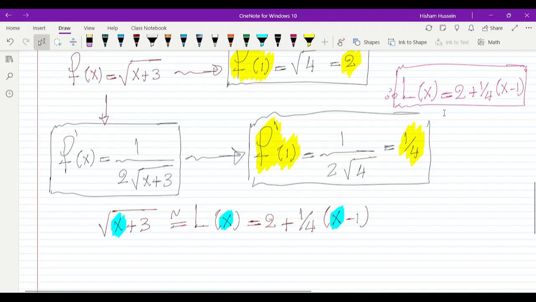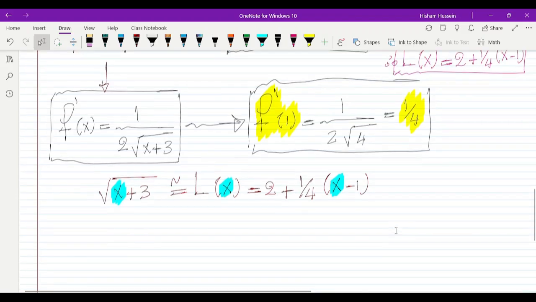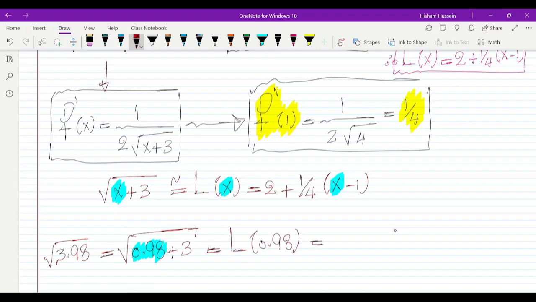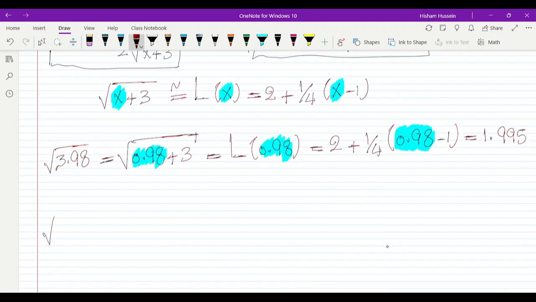Here we would like to evaluate root of 3.98. Root of 3.98 equals root of 0.98 plus 3, which is the linear approximation for 0.98. That equals 2 plus 1 over 4 times 0.98 minus 1. This is 1.995.